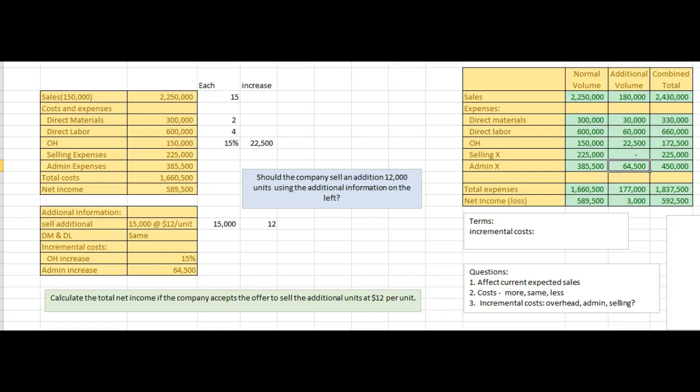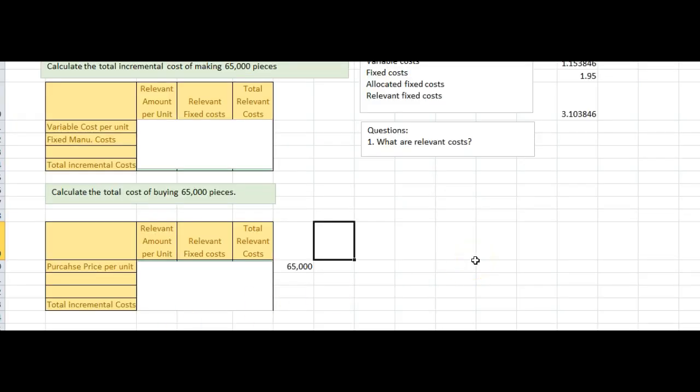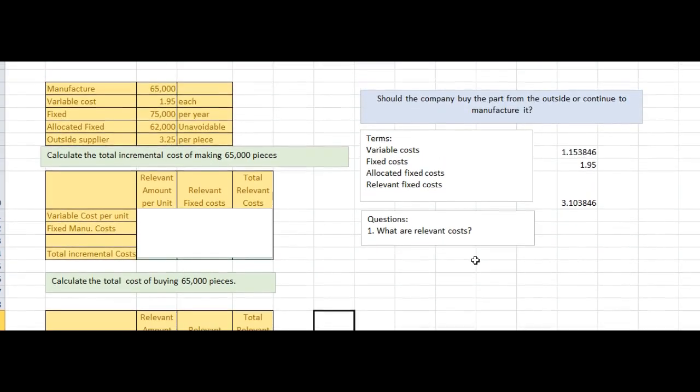Now our next scenario is, do we buy it or do we make it? And the information is, we're going to manufacture 6,500 of them. There's a variable cost of $1.95 each. We have fixed at 75,000. And I have an allocated fixed at 62,000, and it's unavoidable, which makes it irrelevant in this. It's not a relevant cost.